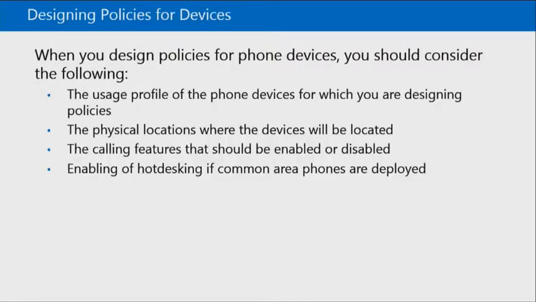Right. So designing policies for devices. When you're talking about policies for phone devices, you really should consider these things. You really should consider the usage profile of the devices when you're laying them out, where they're going to be located, what calling features need to be enabled or disabled, and if you're going to turn on hot desking. This is especially important when you're migrating from 2007 into 2013. If you're migrating from 2010, you've probably made all these decisions about how devices get supported in your environment.